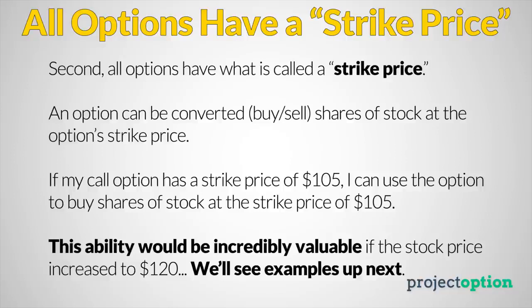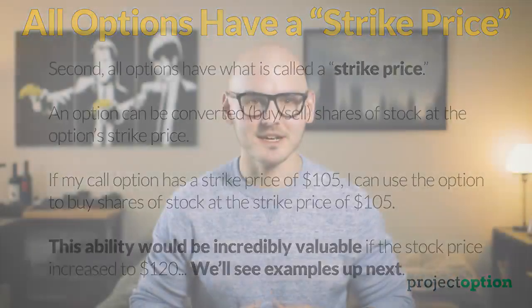Option characteristic number two is that all options have what is called a strike price. The strike price is the price at which the option can be converted into shares of stock. And exactly what that means is that if I have an option with a strike price of $105, that means that in the future, if I want to buy or sell shares of stock using my option, I can do so at the option strike price of $105. So this is really important, and it doesn't have to make sense right now, but basically an option's entire valuation or price is based on the fact that it has the ability to be converted into shares of stock at its strike price. So we'll go through a bunch of examples, so don't worry if this doesn't make sense quite yet.